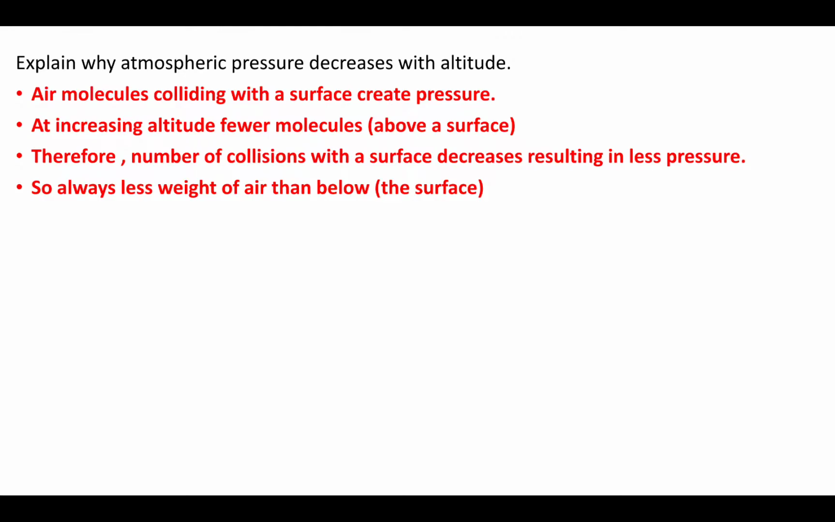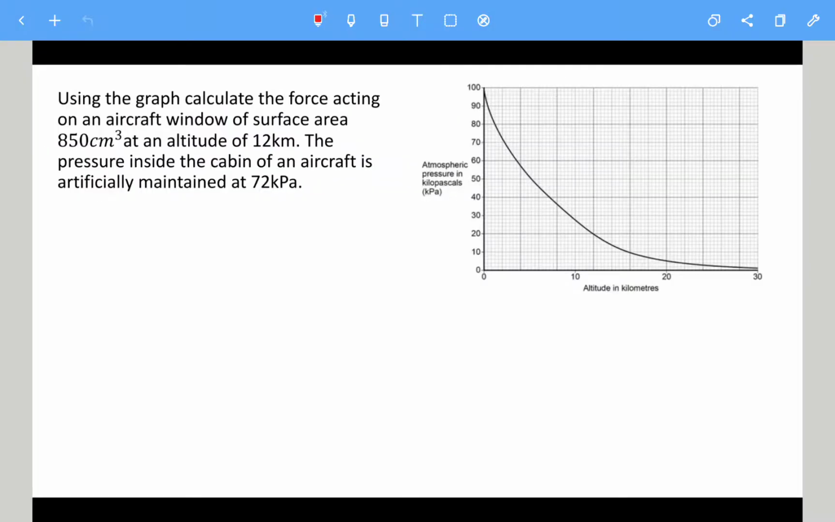Let's look at that calculation. That calculation's similar to an exam style question that came up 3 years ago. So I'm going to show you how to do that one next, but it is tricky. Using the graph, calculate the force acting on an aircraft window of surface area 858 centimeters cubed. I don't know why that says cubed, that should be squared. Hopefully you realise that. At an altitude of 12 kilometers, the pressure inside the cabin of an aircraft is artificially maintained at 72 kilopascals. So we know the pressure inside the aircraft.